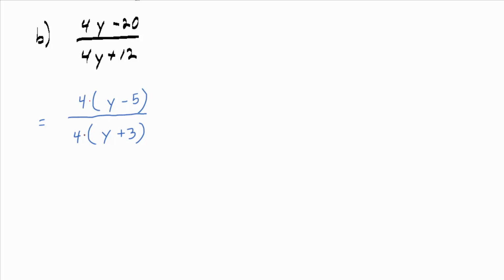Because the operation here and here is multiplication, you can divide out the 4s. Think about it. I don't want you to do it this way, but you could break it up to be 4 over 4, that's 1, times y minus 5 over y plus 3. That's the reason you can cancel out the 4s. 4 divided by 4 makes 1.